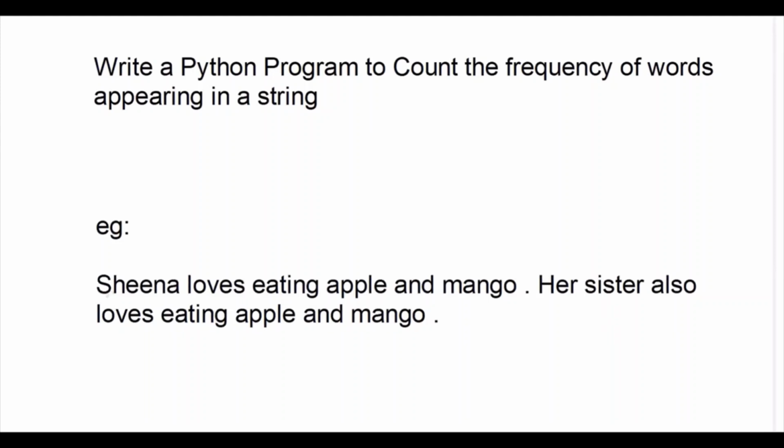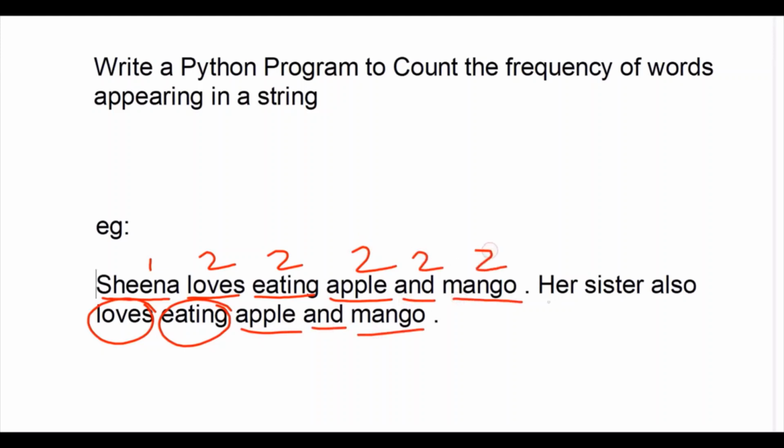Here we can see Sheena is appearing just one time, loves appearing 2 times, eating 2 times, apple 2 times, similarly mango 2 times, her 1 time, sister 1, and also 1. So if we return this string in the form of a dictionary, like Sheena occurring 1, loves occurring 2 times, and so on, the solution will look good in a dictionary form. So let's write a program for this.